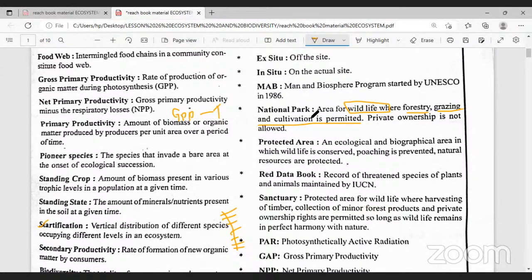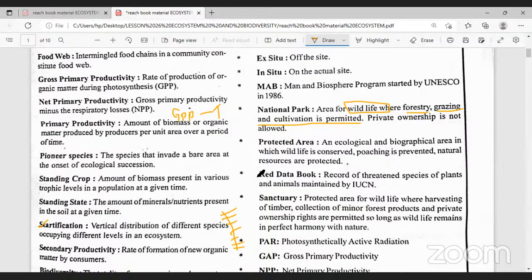Each one has specific wild animal sanctuaries. And the next one is the protected area, an ecological and biogeographical area in which wildlife is conserved, poaching is prevented, and natural resources are protected. What is the meaning of a protected area? We cannot allow normal human beings into that particular forest area. So these are all considered protected areas.